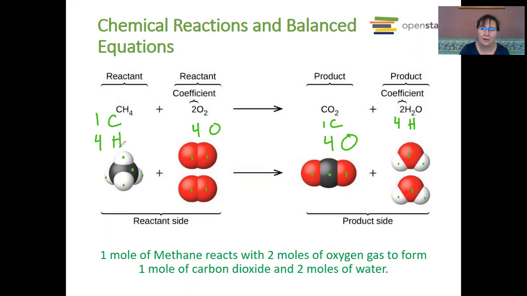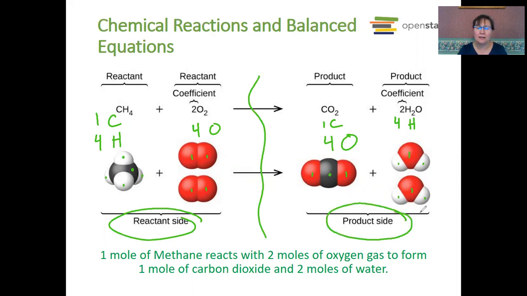If we have these atoms on the reactant side, that's the left of the arrow, then we have to have the same ones on the product side. Now, when we're looking at it as a balanced chemical equation, we can read this as 1 mole of methane reacts with 2 moles of oxygen gas. Remember, oxygen gas is diatomic. So in these reactions, if it is oxygen gas, we have O2. If it's hydrogen gas, we have H2. If it's nitrogen gas, we have N2.